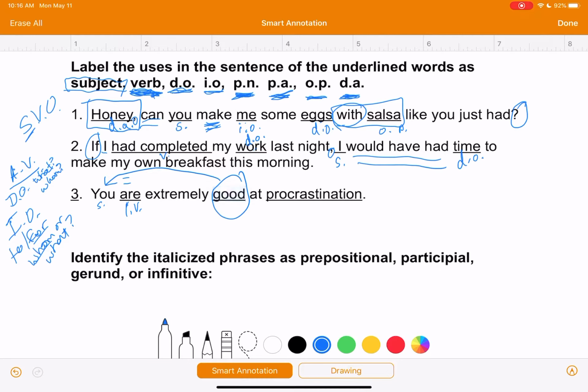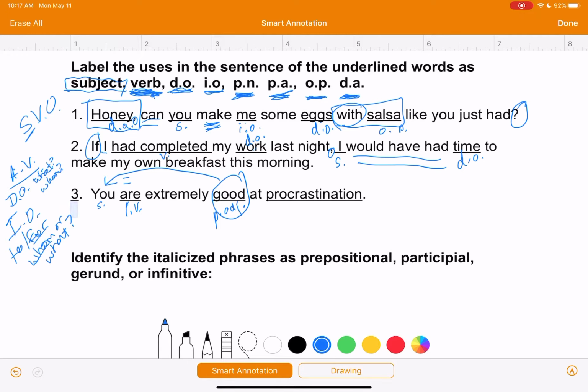Sometimes the word good is used as a noun, as in we should study the good, the true, and the beautiful. That would be a noun. But in this case, I believe it's pretty clear that this is more of a describing word. It's modifying you. It's telling what you are like. You are not the good, but you have good characteristics. You are good. So this I would call a predicate adjective.